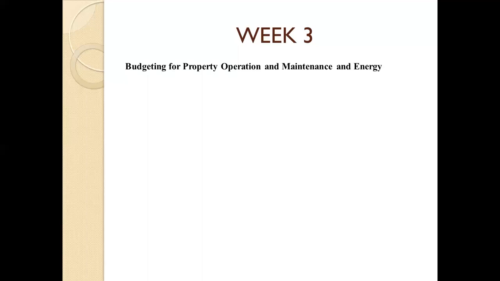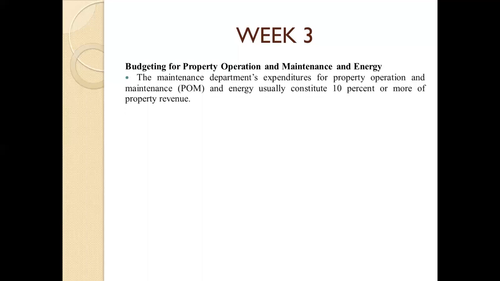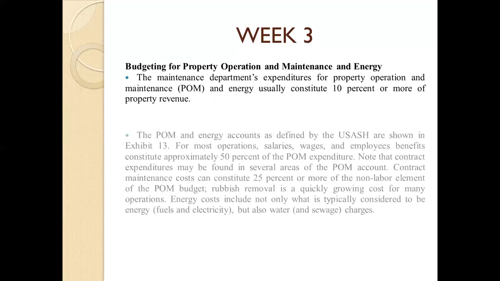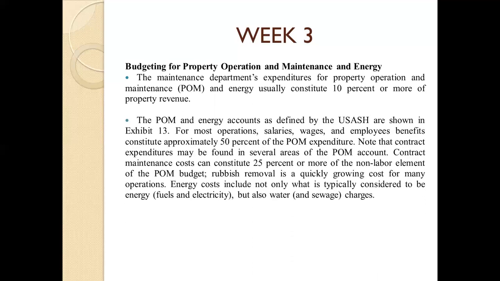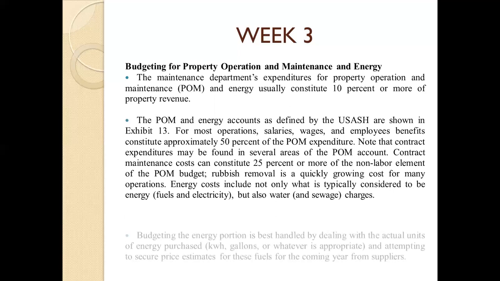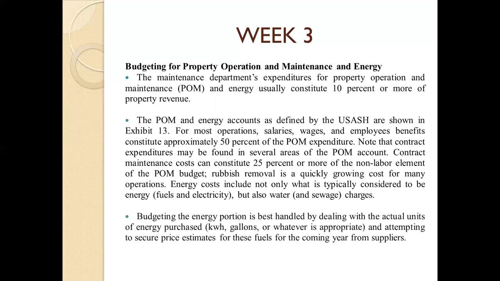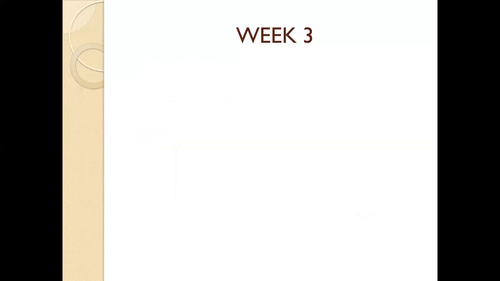Budgeting for property operation and maintenance and energy. The maintenance department expenditures for property operation and maintenance, or POM, constitute about 10%. So naglalaan tayo ng 10% of our revenue for the maintenance. Okay? Budgeting the energy portion is best handled by dealing with the actual units of energy purchased and attempting to secure price estimates for these fuels for the coming year from suppliers. Okay?